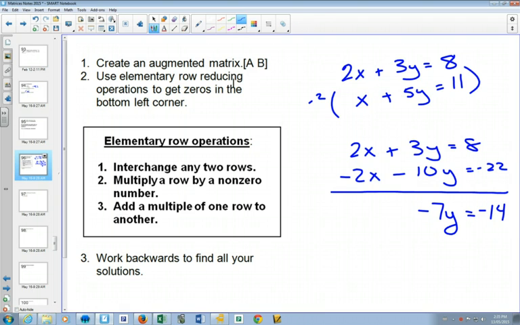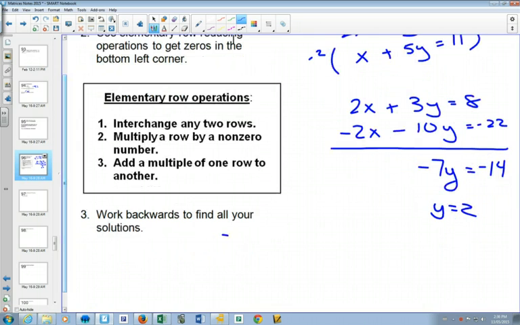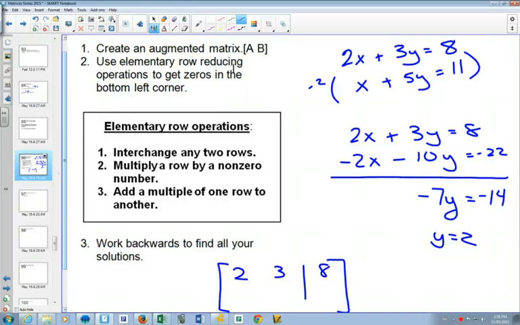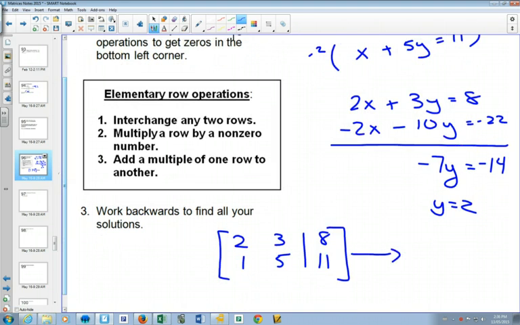What it's going to look like for us here, with an augmented matrix, is instead of writing down all of our numbers, we're going to have 2, 3, and 8. And we're going to have 1, 5, and 11. And we're going to change row 2. I'll do R2 for that. And the way that we're going to change it is we're going to change row 2 by multiplying by a number and adding it to another row.